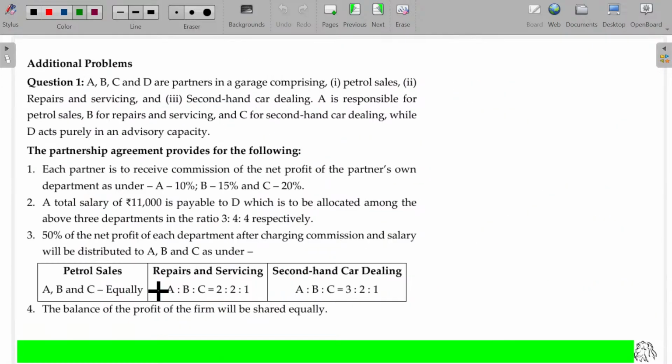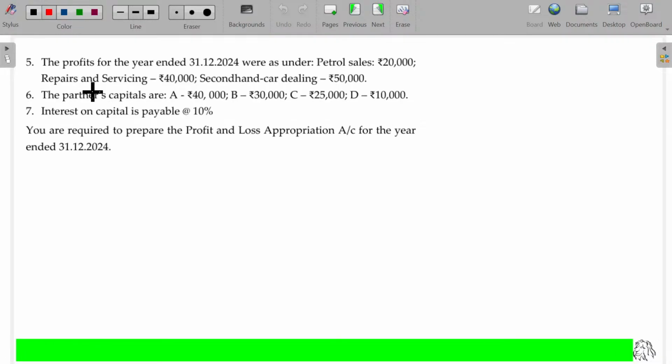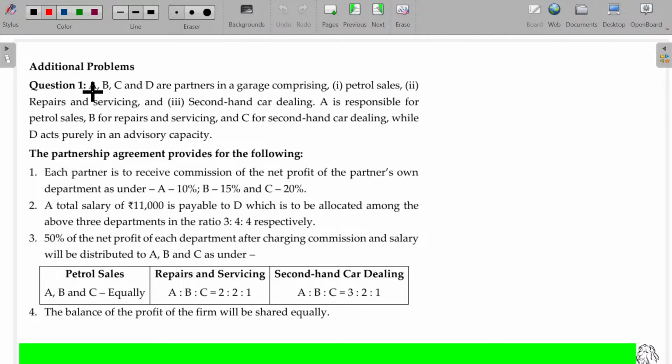Now, A, B, C, and D are partners in a garage comprising petrol sales, repairs and servicing, and second hand car dealing. So 3 divisions are there. What are they? Petrol sales, 1 division. Repairs and servicing, another division. Second hand car, another division.